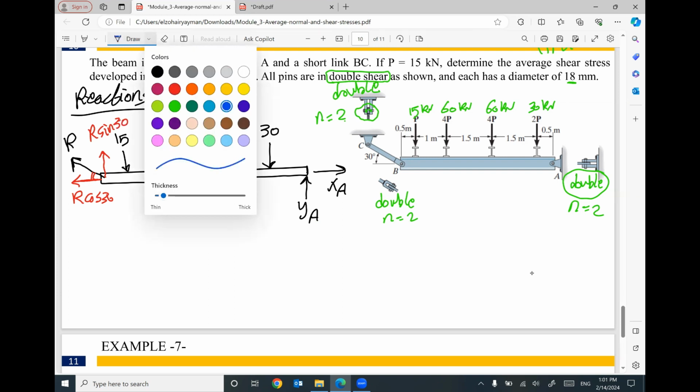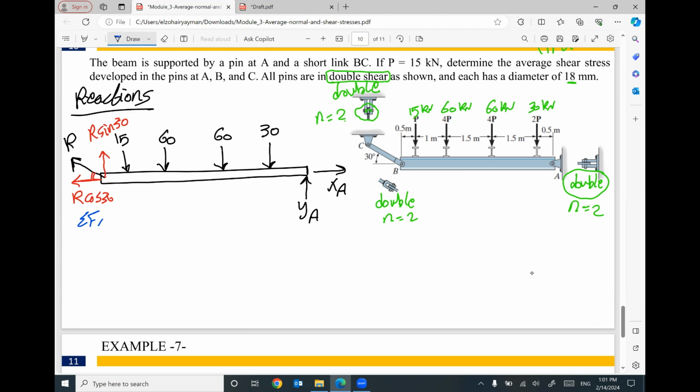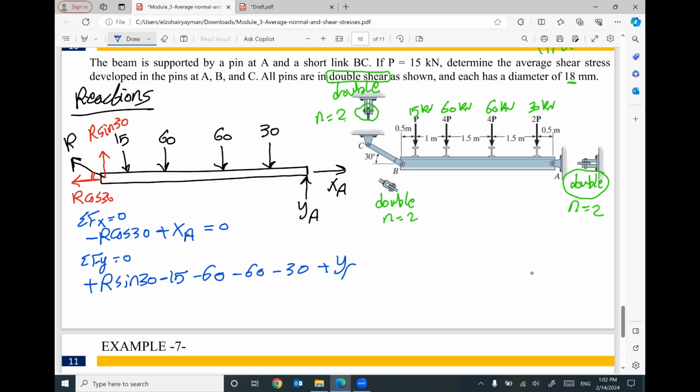I am ready to apply summation Fx equals 0. I have negative R cosine 30 plus XA equals 0. I can apply summation Fy equals 0. So I have positive R sine 30 minus 15 minus 60 minus 60 minus 30 plus YA equals 0.